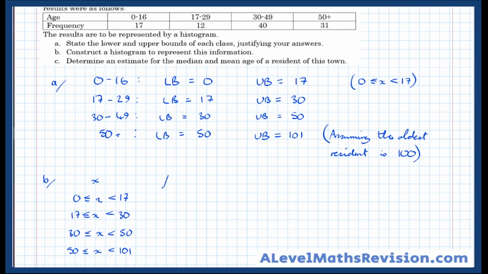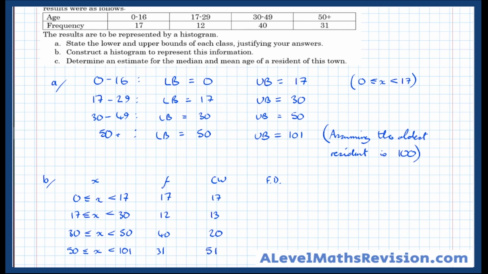Right, so then we've got the frequencies, which I'm just going to copy down. There was 17, there was 12, there was 40, and there was 31. And what we're going to work out now is the class width and the frequency density. And on a histogram, what we do, we plot x values against frequency densities. So the class width here is the width of each class. So 17 take away 0 is 17. 30 take away 17 is 13. 50 take away 30 is 20. And 101 take away 50 is 51.